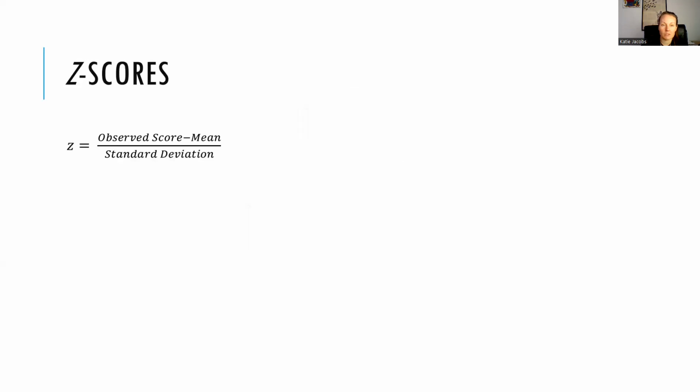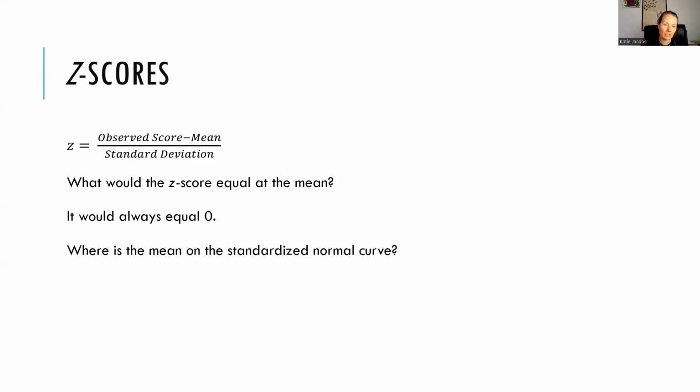Okay, so here's the formula again. Z equals observed score minus the mean divided by standard deviation. What would the z-score equal at the mean again? It would equal 0 always, right? Because if we have our x minus the mean and they're both the same, 10 minus 10 equals 0 every single time. So the mean, like we saw on the previous picture, is always going to be in the center.